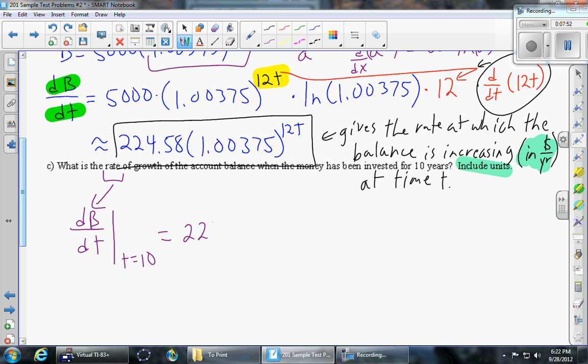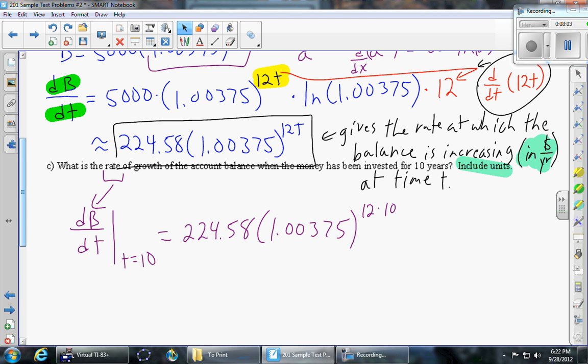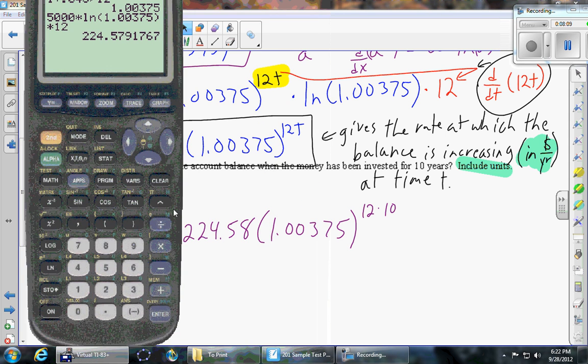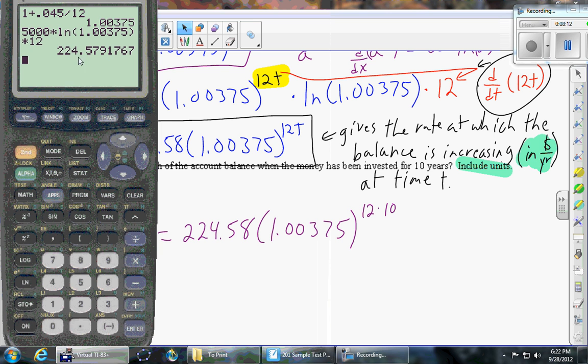So we go 224.58 times 1.00375 to the 12 times, and then this is the one spot where we make a change, 10. And so this is what we're after. So we'll type all that stuff in. And in fact, why don't we really use the good number, which is still stored there. So it's that number times 1.00375, close the parentheses, to the 12 times 10.